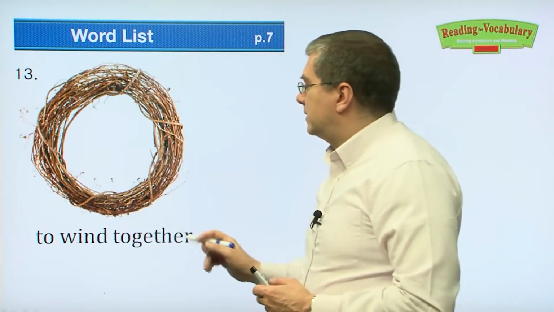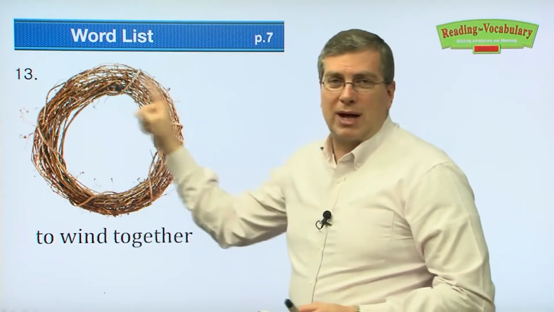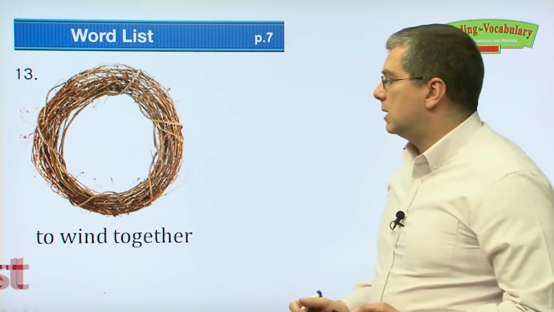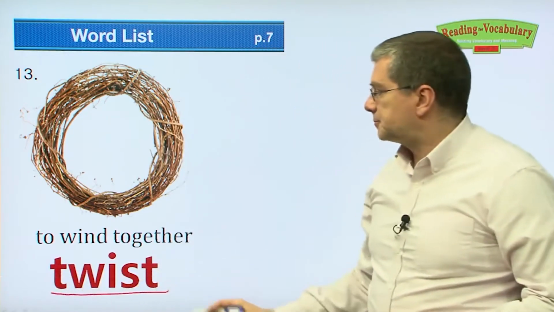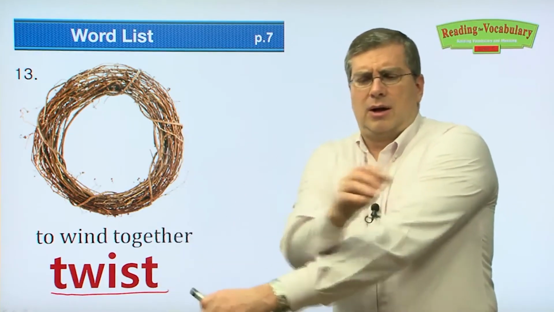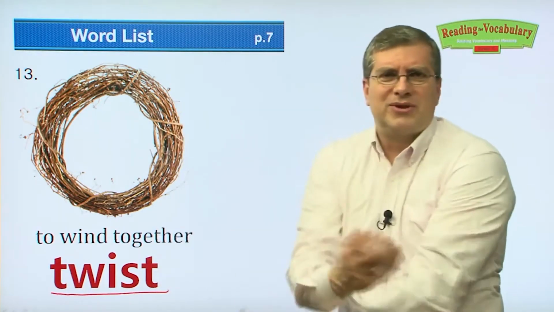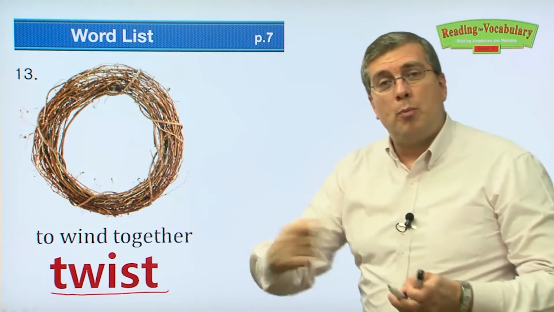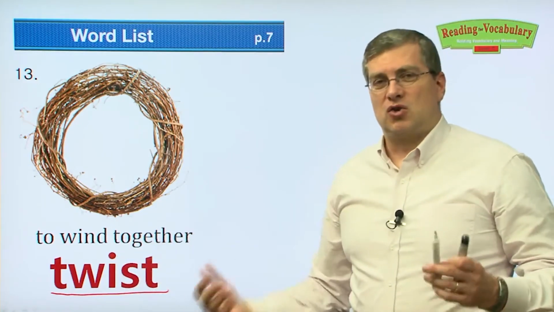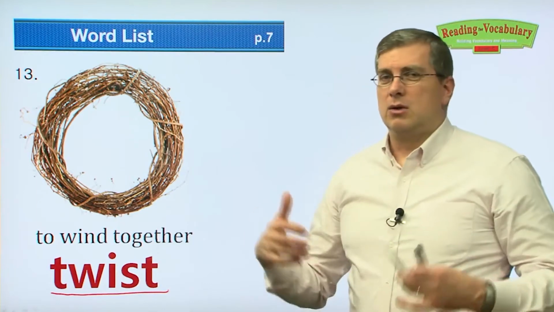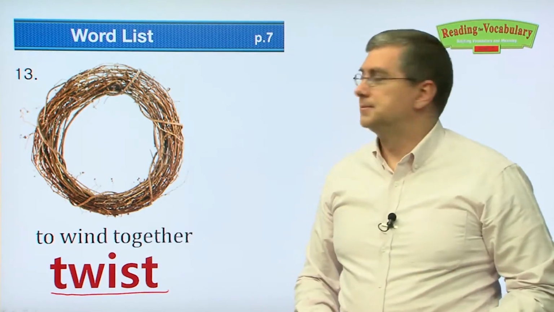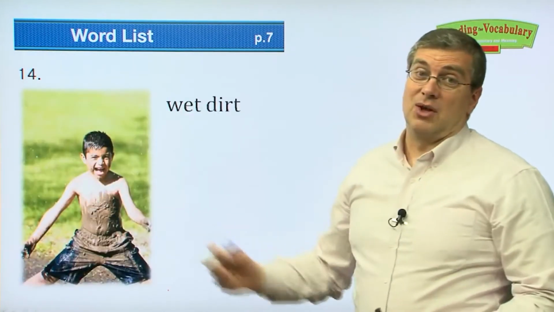13, to wind together. So if you take some dead branches, some stems, and you wind them together like this, what are you doing? It's a verb, to twist, to wind together. You can wind plants together. You can wind your arms together, right? You can wind rope together. You can wind or you can twist many things. So you can twist your arms, you can twist rope, you can twist your hair, you can twist something together, or to wind together.